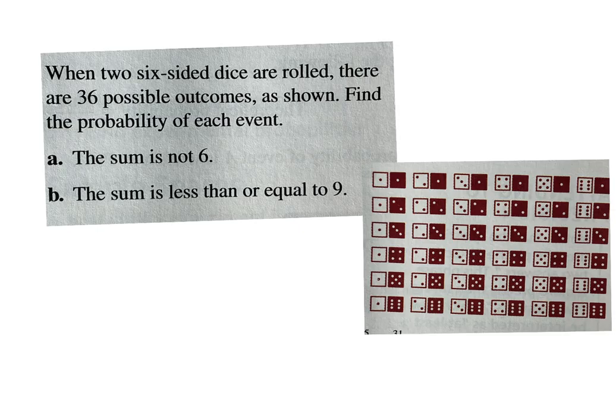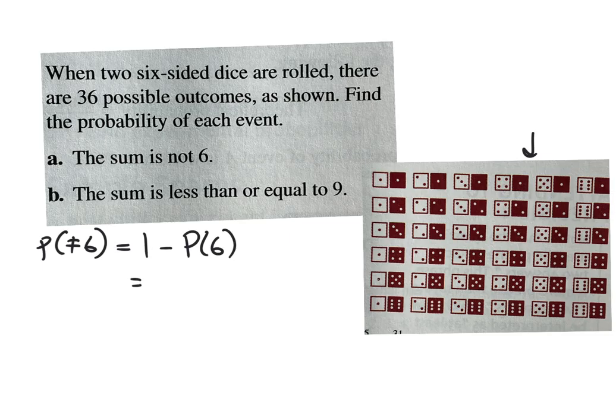Okay, so let's try one here. When two six-sided dice are rolled, there are 36 possible outcomes. I got you a picture of them over here. Find the probability of each event. The first one says the probability that the sum is not 6. If you're going to find the probability that the sum does not equal 6, I'm going to do 1 minus the probability that you do get 6.